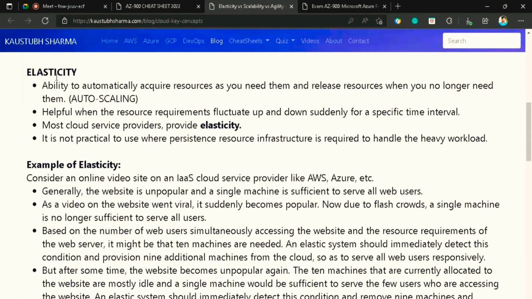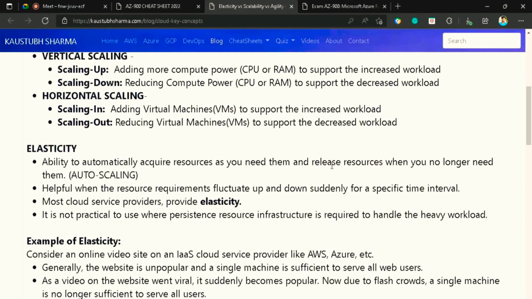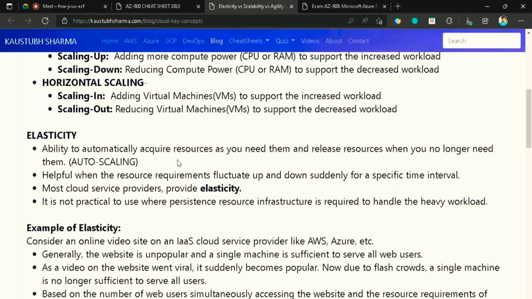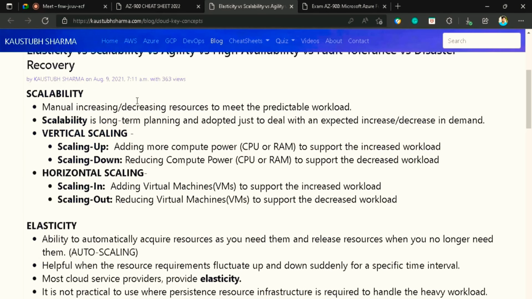The next term is elasticity. It is basically the ability to automatically do whatever scaling we are doing above: automatically adding compute power, automatically adding virtual machines whenever there is an increase in load. Like the Deepavali sale example, if the solution is able to detect that people have started logging in, it will start increasing my virtual machines or my CPU or RAM automatically. Elasticity is basically automatic scalability, whereas here it is manual, meaning we increase it manually.